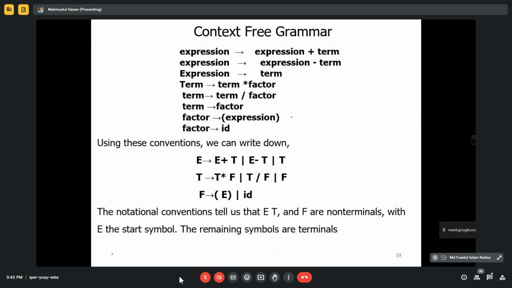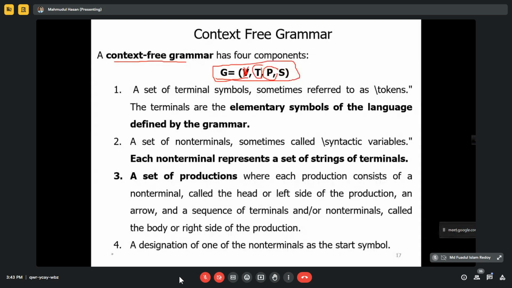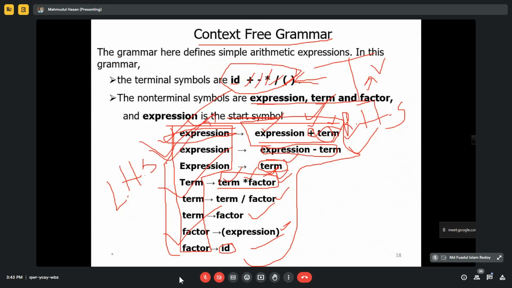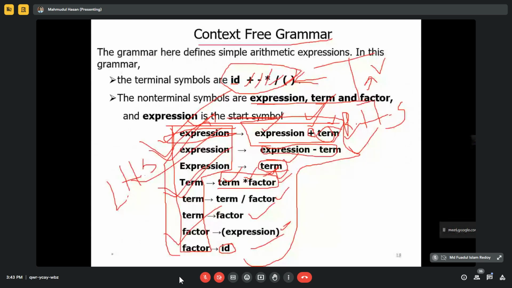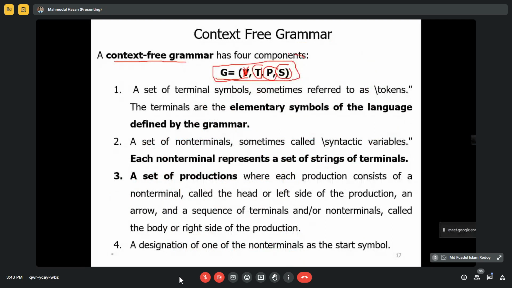Okay. Then P means the set of production rules. That means lines. And S means the start symbol. I already mentioned that here expression is the start symbol, because this grammar starts with expression. Got it? So those 4 components are used to represent a context-free grammar. So this is a quadruple. That means there are 4 components.